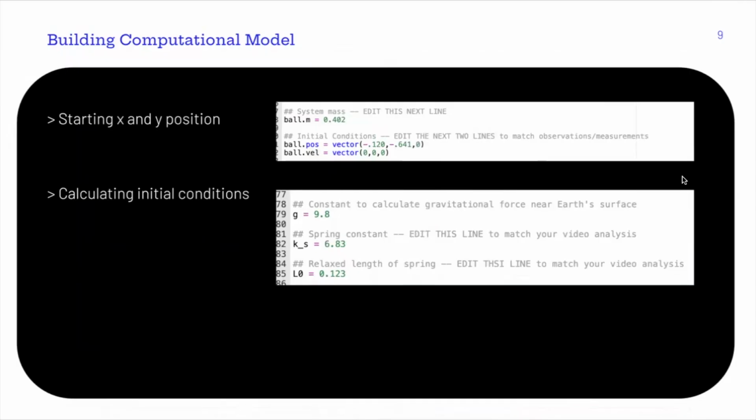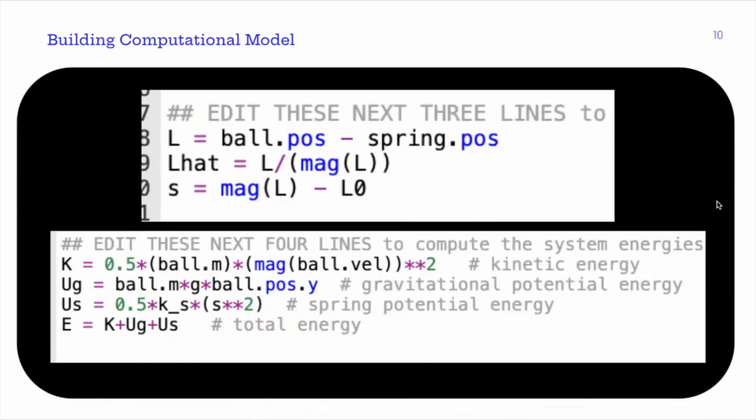Before running the simulation in GlowScript, we need to calculate two key initial conditions: the spring constant, k, and the relaxed length of the spring. I used the period of oscillation from the Tracker data and plugged it into the formula to calculate the spring constant. And then I calculated the relaxed length using the equilibrium condition where the upward spring force balances gravity. I then plugged both these values into the GlowScript code to make sure the model matches the physical system as closely as possible.